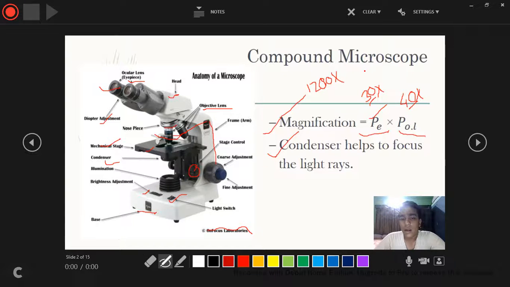Now, the condenser helps to focus the light rays. You can see the condenser here just below the mechanical stage. This helps to concentrate the light. It helps to focus the light rays onto the slide and further to the objective lens so that it is more visible.